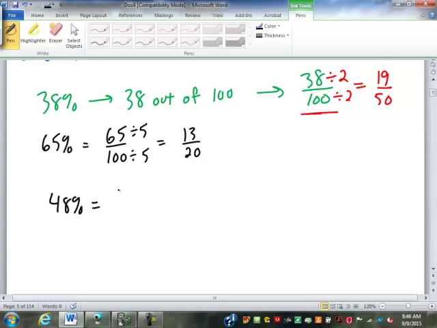48% would become, well, 48 out of 100. Both of those can be reduced by, well, they're both even, so they'll be reduced by 2. So 24 out of 50. Are we done? No. Still be reduced by 2. Good. Give us 12 over 25. So 48% is 12 out of 25, or 12/25 as a fraction.